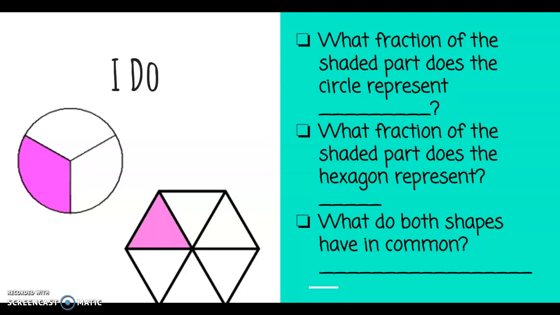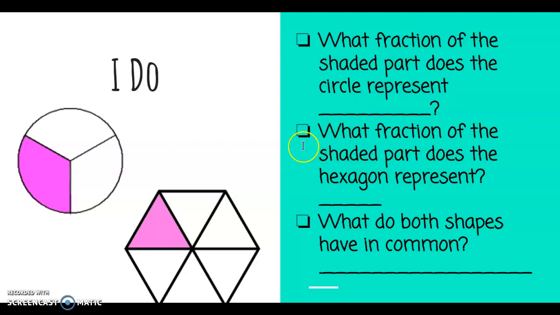Let's look at the I do. Over here we have a circle, and over here we have a hexagon. What fraction of the shaded part does the circle represent? Over here at my circle, I can see that I have 1, 2, 3 parts, and I have 1 section shaded. The question is asking about the shaded section of my circle. So I know that there's 1 out of 3 parts that are shaded. Therefore, my fraction for this part is 1/3.